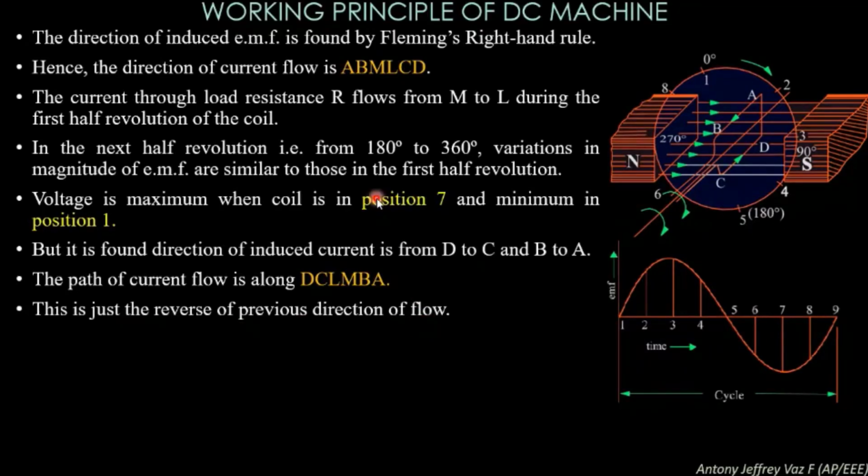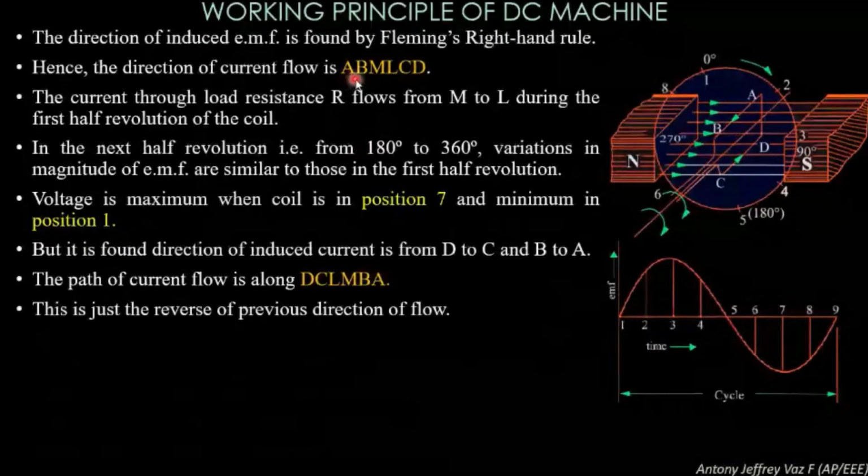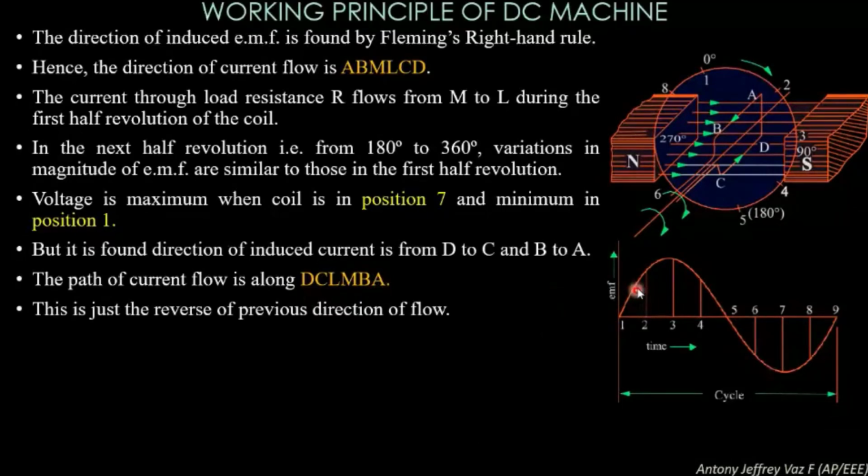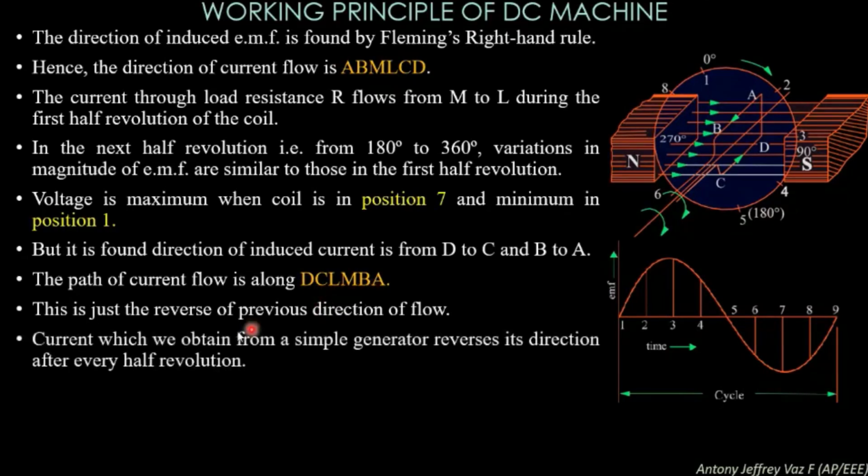So you can compare. In the first direction of flow, the current is flowing from ABMLCD. In the second direction of flow, it is DCLMBA. So for the positive half cycle, the current is flowing in the direction of ABMLCD, and in the negative half cycle, the current is flowing across DCLMBA. The current which we obtain from a simple generator reverses its direction after every half revolution.